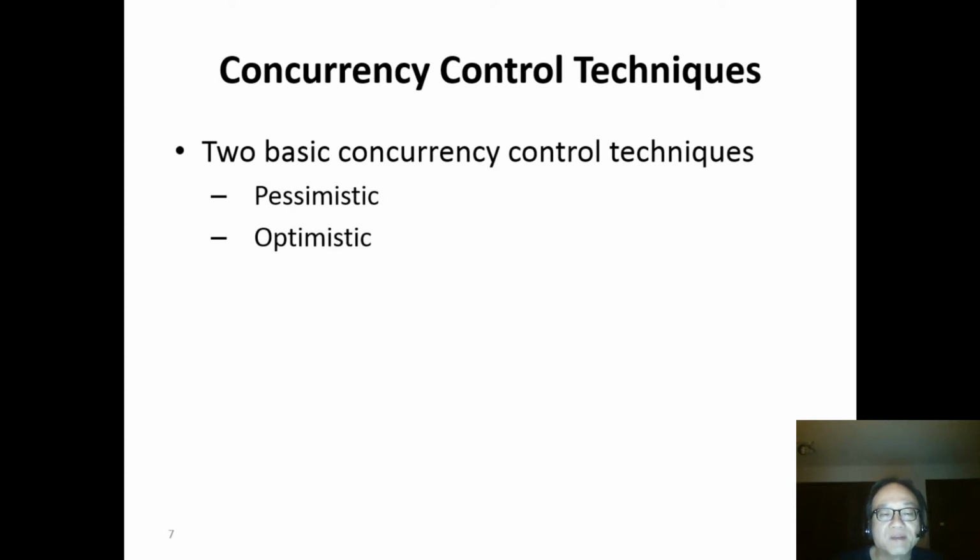With the pessimistic concurrency control, we assume conflicts will happen, so we'd better be careful. We will take measures to avoid conflicts. On the other hand, with the optimistic concurrency control, we assume things are just fine. We don't need to worry about conflicts. Conflicts are very, very rare, but when it's time to commit a change to the database, we still want to see whether there's a conflict. If there's a conflict, we want to handle it at that time.